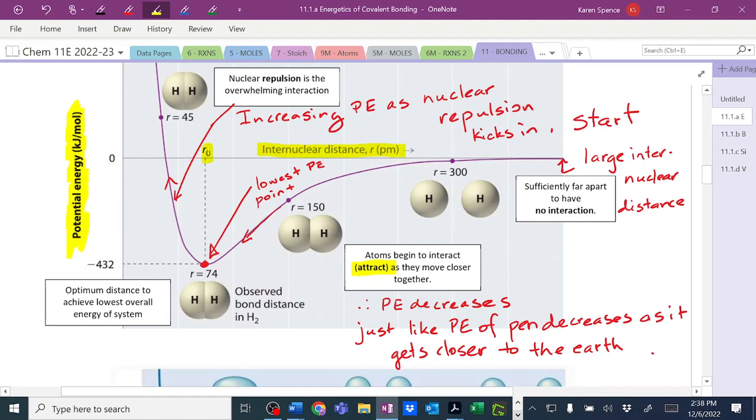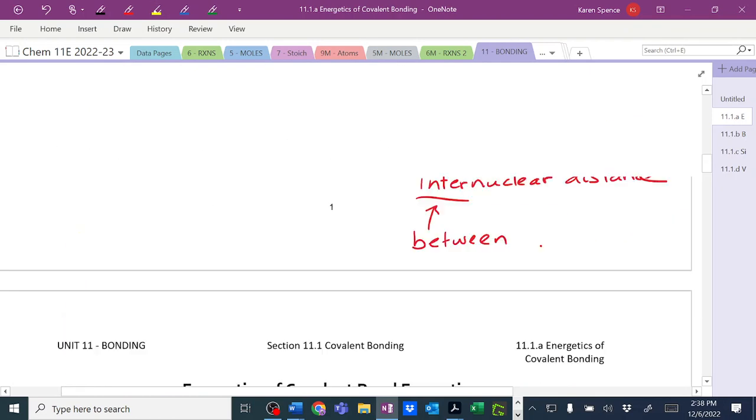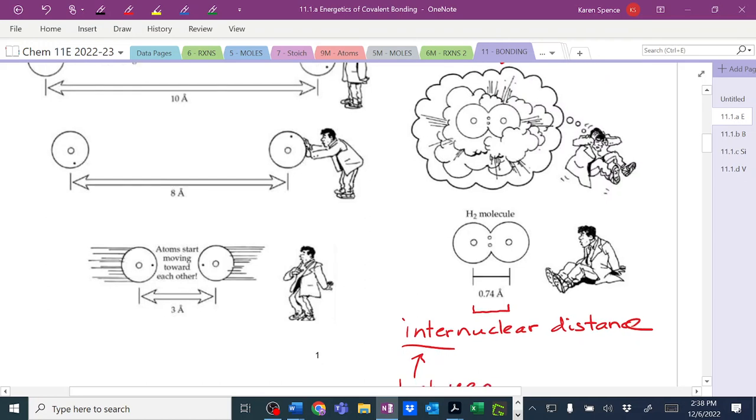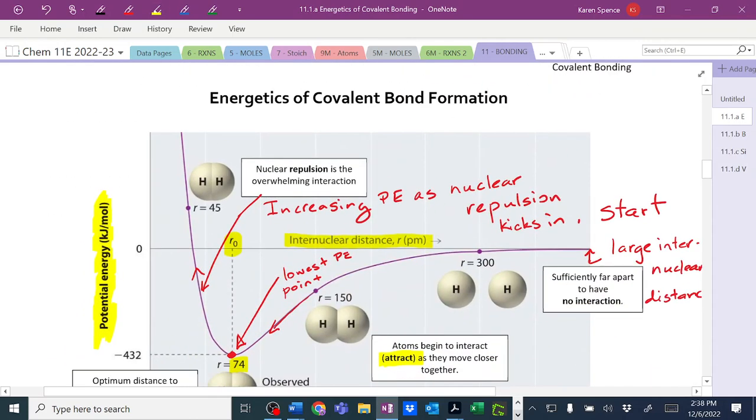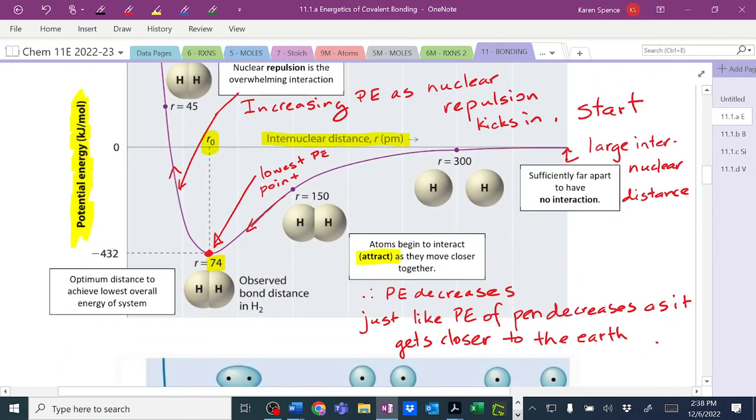Now, we have a symbol for the internuclear distance, which is 0.74 angstroms, which means it's 74... that just doesn't seem right to me. Picometers, okay, 74 picometers, sure. I'm not going to argue, whoever made this must know what they're doing. Okay, so 74 picometers.